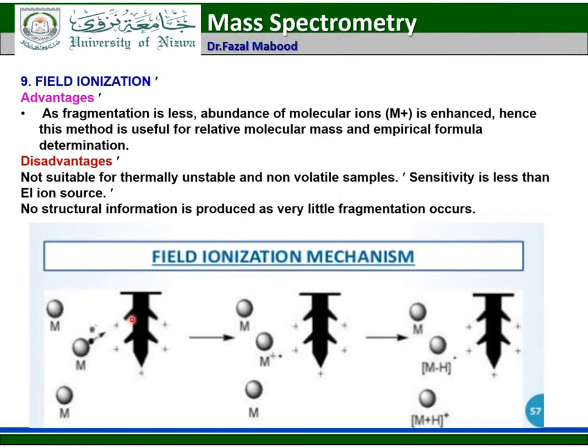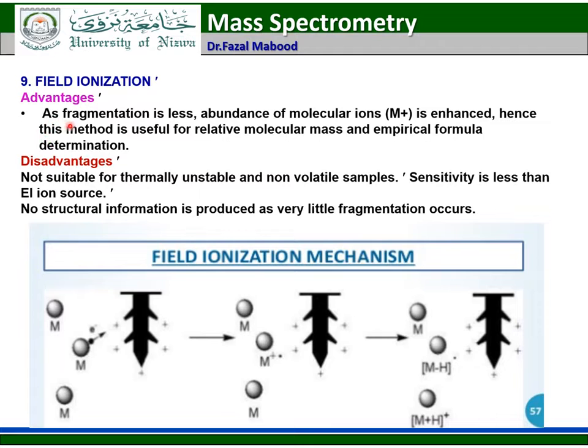Here you see this is the vesicle. Here you see this is the analyte. When it reaches here, electrons are ejected, and when the electrons are ejected, it is converted to M+ ion, and this is accelerated, moving toward the analyzer.